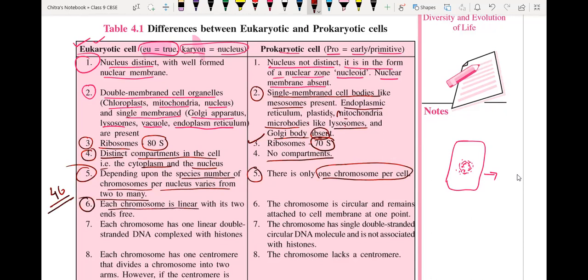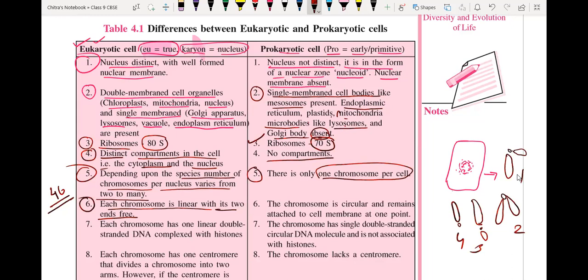Now, sixth difference. Each chromosome is linear with its two ends free. Nuclear chromosomes are of 4 types. One is called telocentric, which is present like this. One is called acrocentric, present like this. Then we have metacentric, which looks like this. And we have submetacentric, where one branch is long and the other branch is short, like this. So first, second, third, and fourth. These different types of chromosomes are present in the eukaryotic cell.